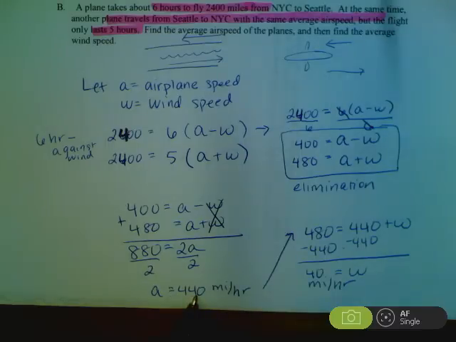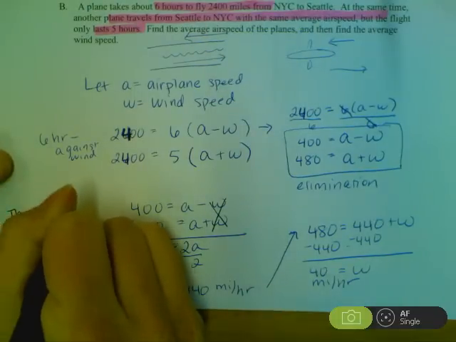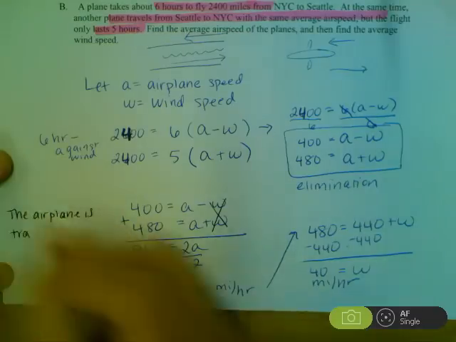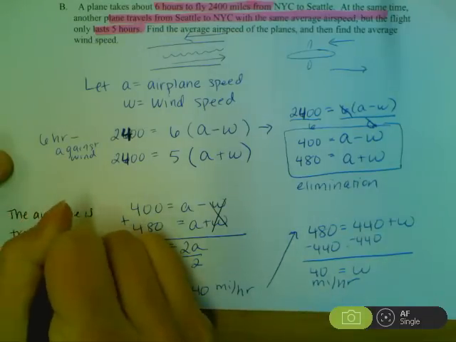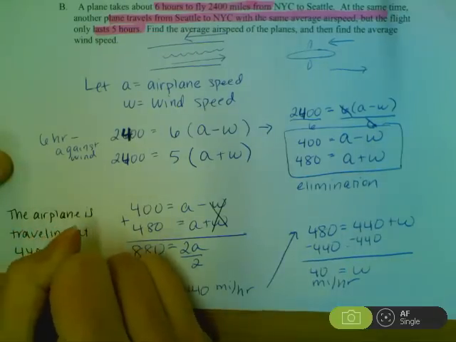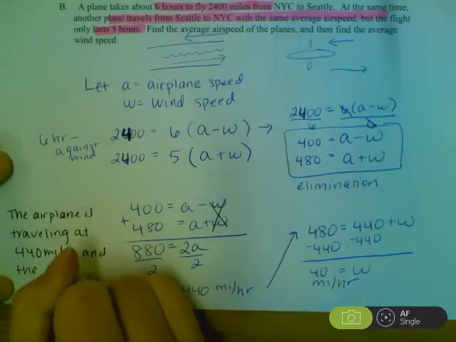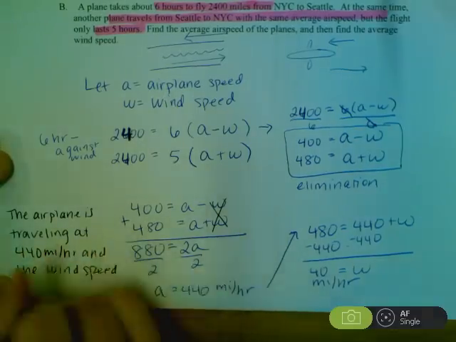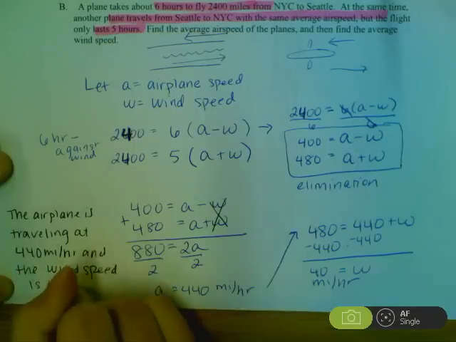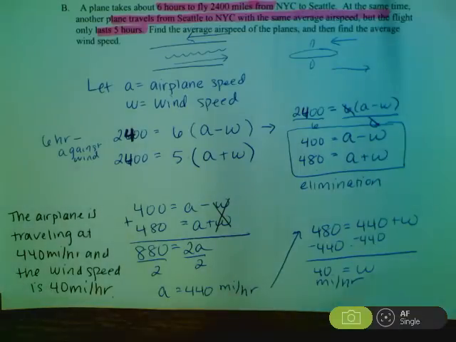Since this is true for both equations, my airplane speed is 440 miles per hour. My wind speed is 40 miles per hour. So when I write my answer, I would say the airplane is traveling at 440 miles per hour, and the wind speed is 40 miles per hour. Make sure to include your units because this is a distance and time problem.